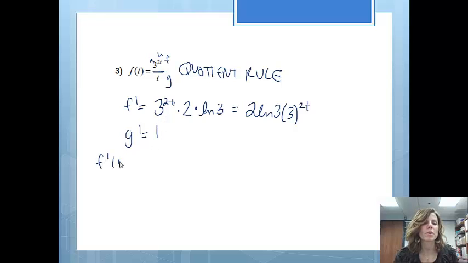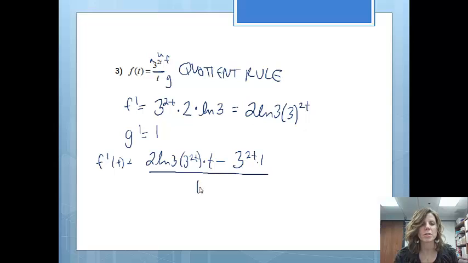Okay, so our derivative will equal f prime times g. So 2 ln 3 times 3 to the 2t times t minus f times g prime, so 3 to the 2t times 1, all over g squared, so all over t squared. Okay, the only thing that I'm going to do to clean this one up is I do notice up top there is a 3 to the 2t in both parts, so let's just factor that out.